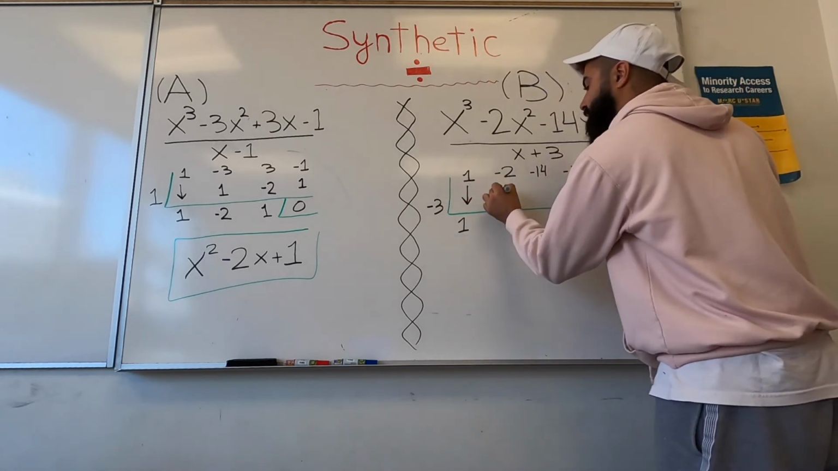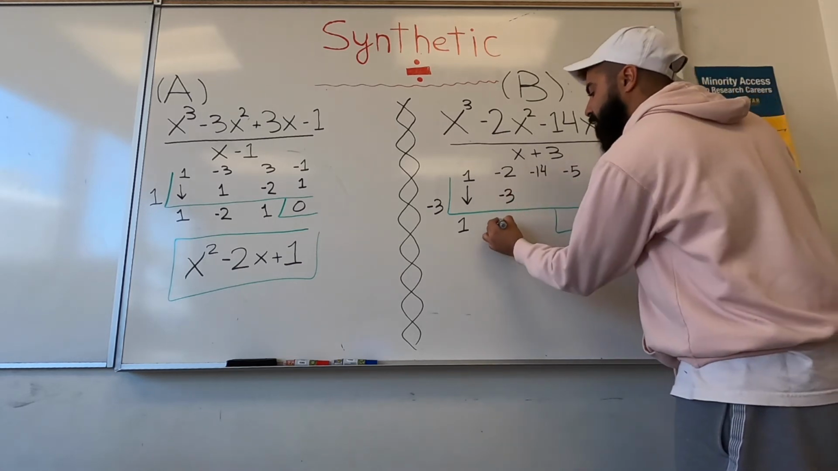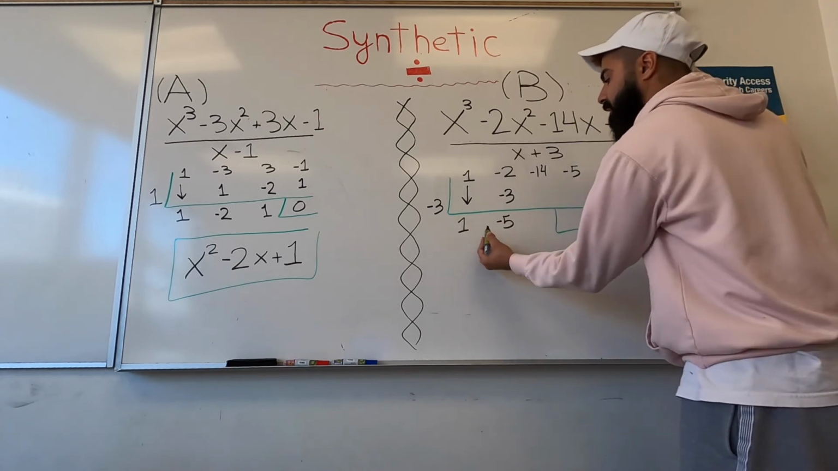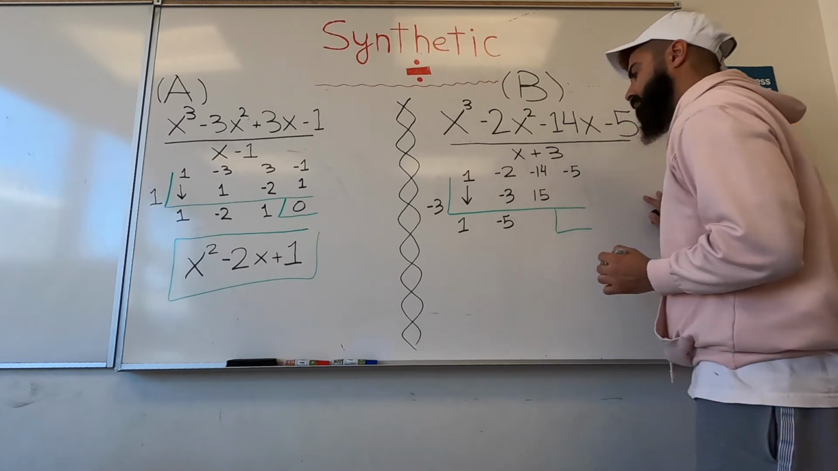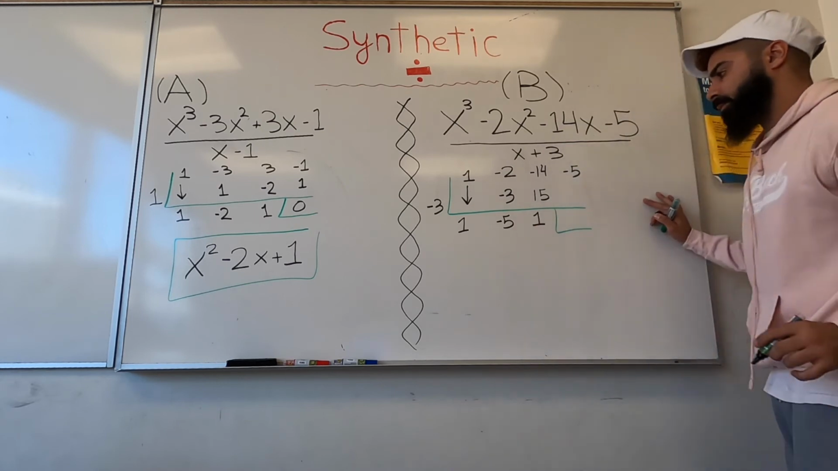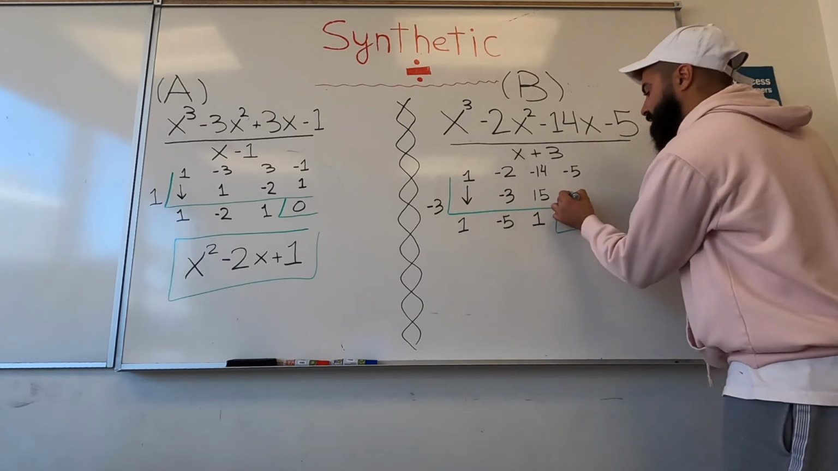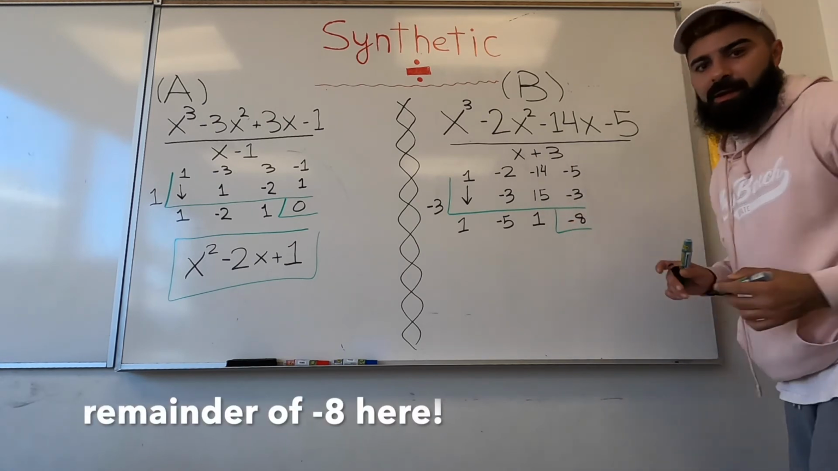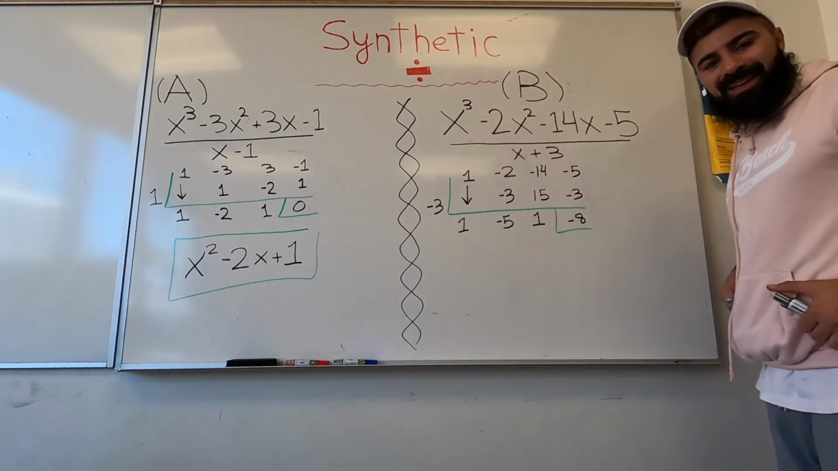1 times -3 is -3. -3 and a -2 is a -5. 3 times 5, but negative, is a 15. Okay? 15 and -14 is a 1. Alrighty. 1 times -3 is -3. -5 and -3 is -8. Good? So our remainder is -8.